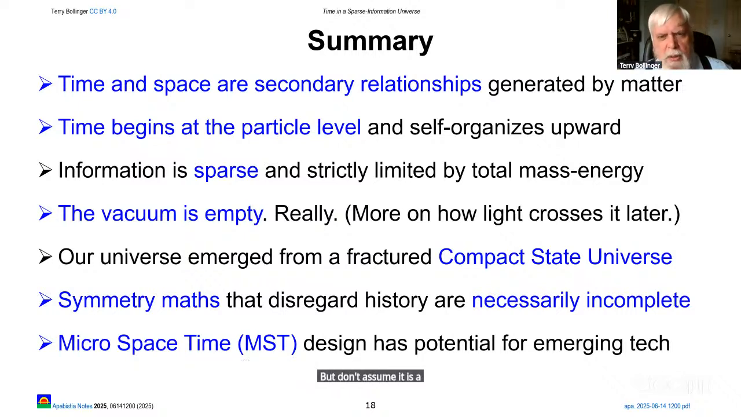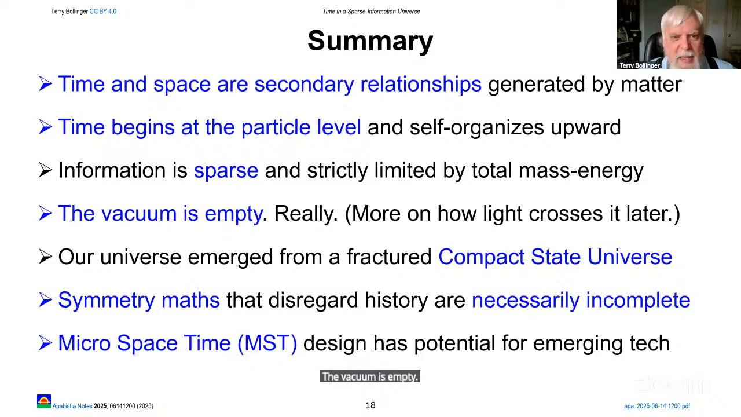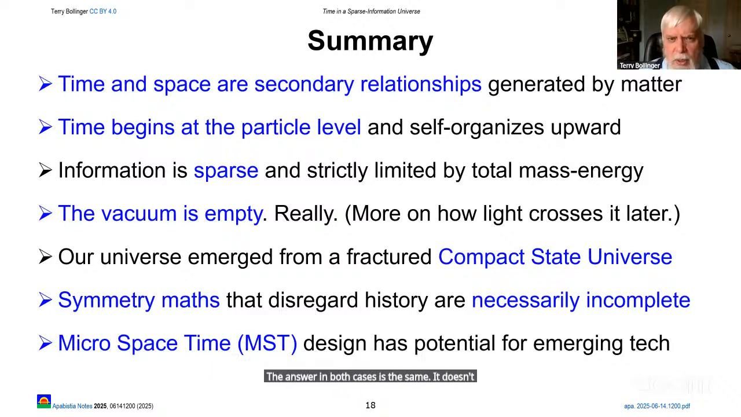It's not just a little thing. Information, same thing. It requires something to create it. Man, the vacuum is empty. How light crosses it, part of the giveaway is, well, how does an electron go through two slits at once? The answer in both cases is the same. It doesn't in either case. It goes through using the physics of the compact state universe. It goes through using something that we don't perceive as ordinary space and time.